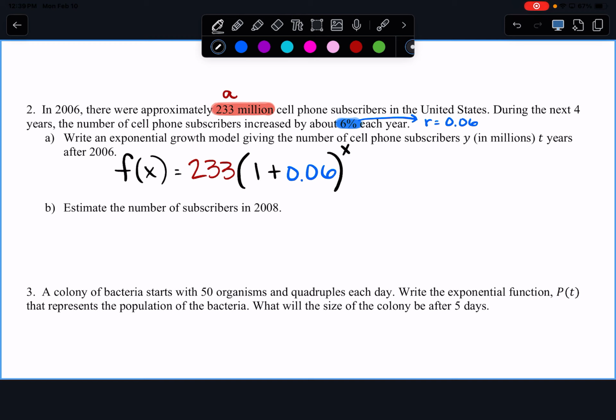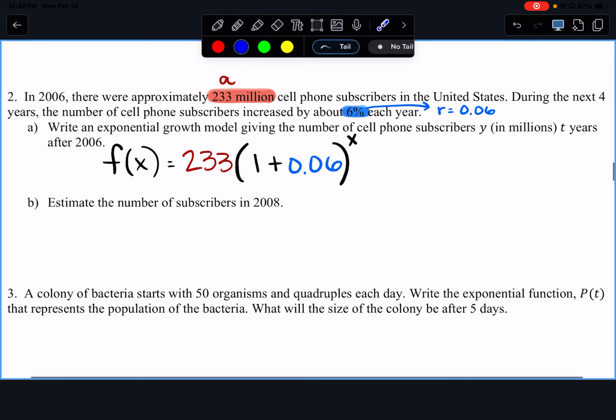I wrote this in terms of X, which is fine. If I would have read the question better, it would have said T years, and that's my bad. I'm not going to count off if you do the same thing I just did. But that was just my bad, okay? So we could have written that with T instead of X.